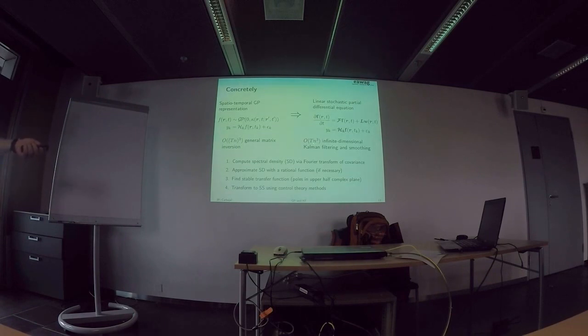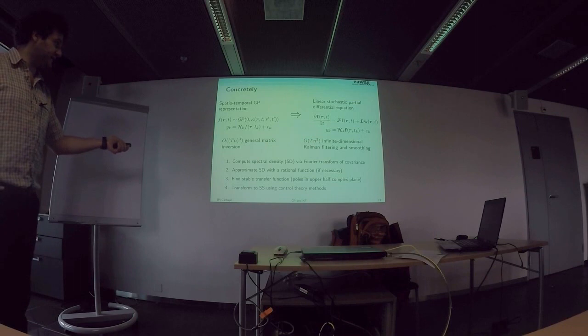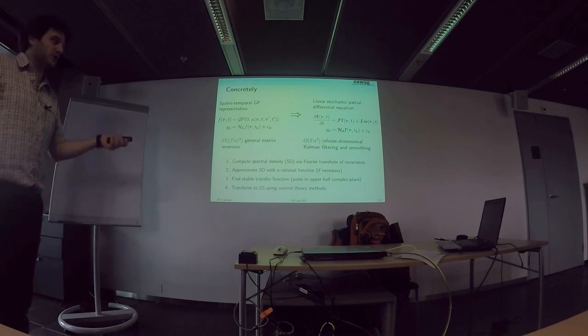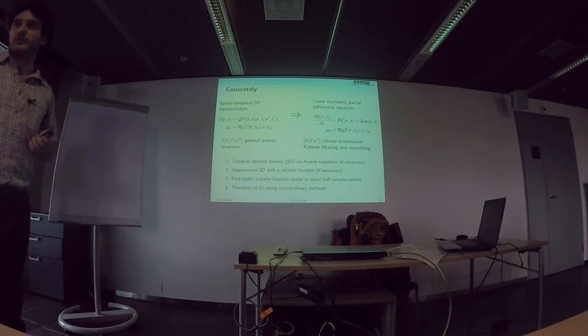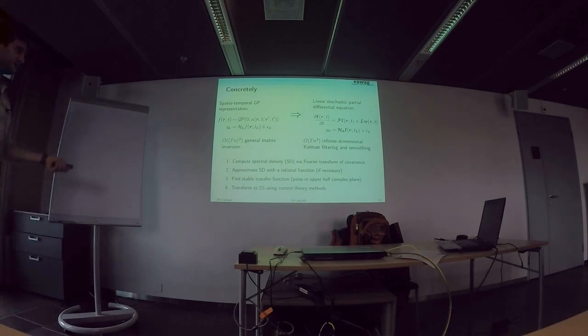If your grid is not that sparse, it's still better to do this than this if you have several time samples. Now, if you have a single snapshot, so this one t is one, and you have a very dense observation grid, then it doesn't matter what you do. You will go into the same cost. And the process goes like this.